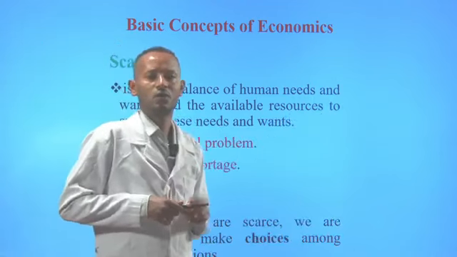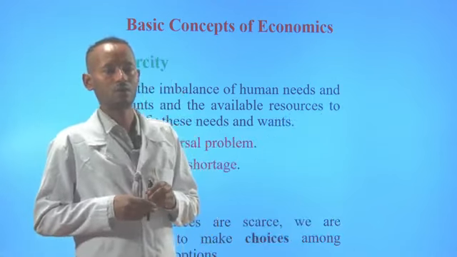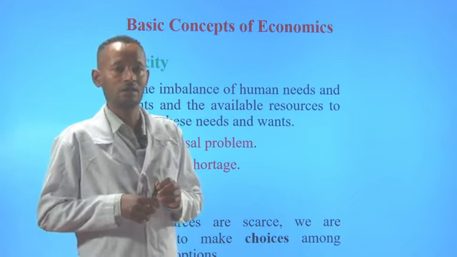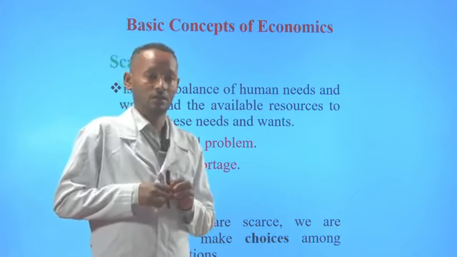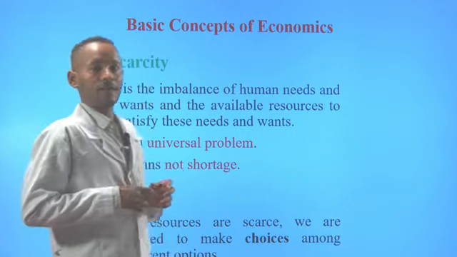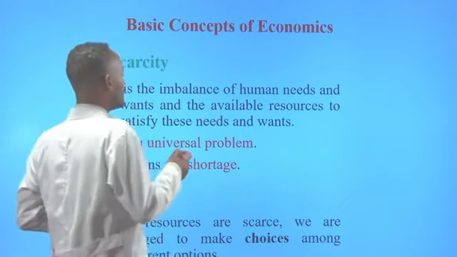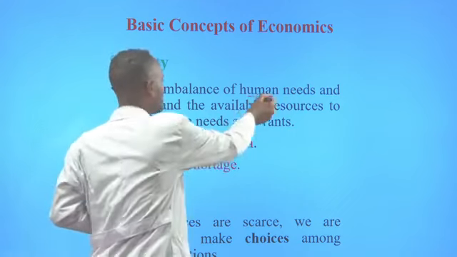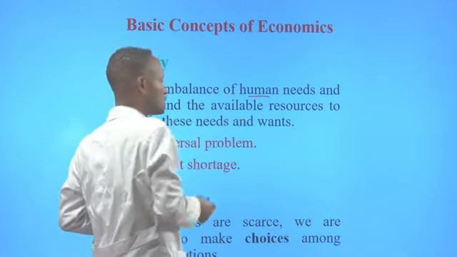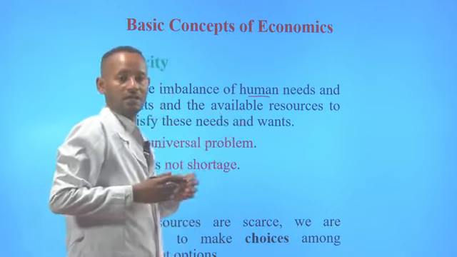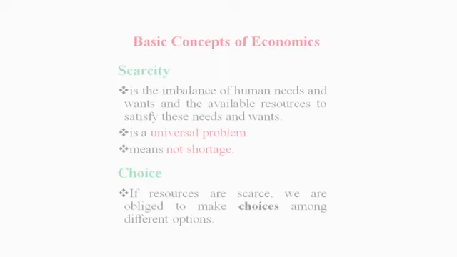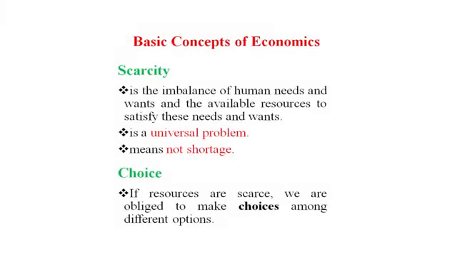Now let's see the basic concepts of economics called scarcity, choice, and opportunity cost. Scarcity is the imbalance between human needs and wants, and the available economic resources that are used to meet these needs and wants. Because human needs and wants are unlimited, but the means to satisfy them are limited.